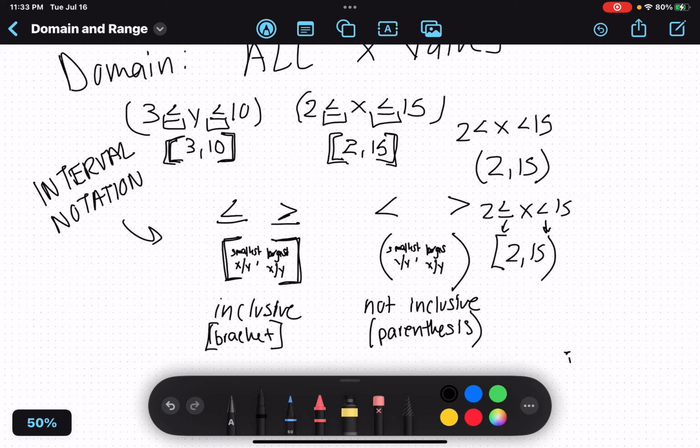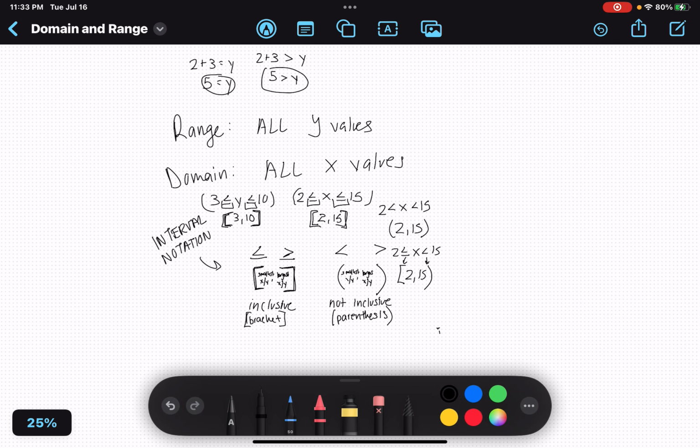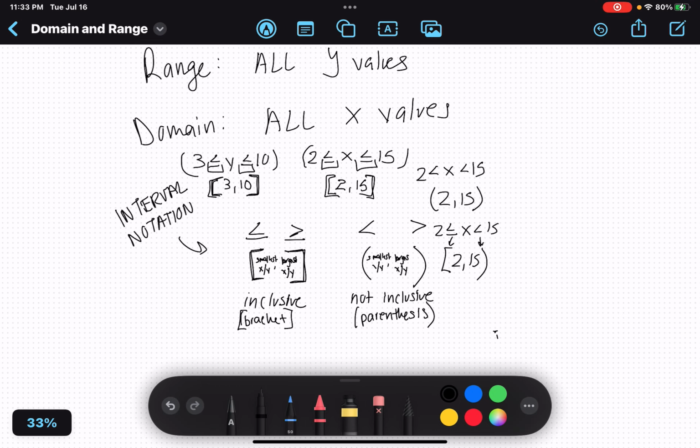In this video, to sum up, I went over domain, range, what they are, their definitions, and how to write them in interval notation.